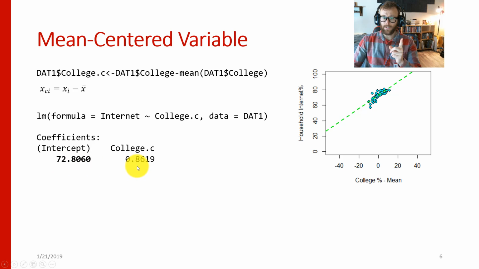But we also know that this is going to go up or down depending on what the college graduation rate in that state is. And for states with a below average college graduation rate, they'll be below this value. And for states with an above average college graduation rate, they will be above this value. So mean centering actually can make these very interpretable and actually improve what it means when we look at the intercept.